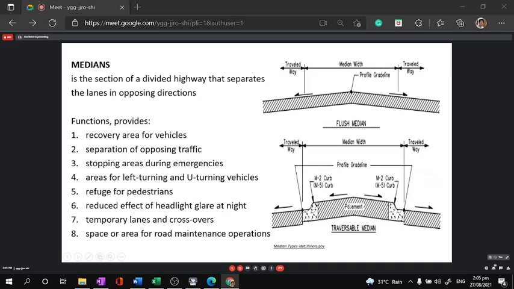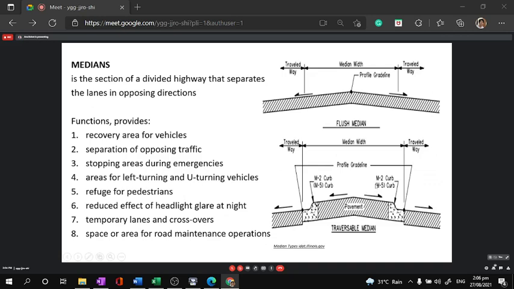Now, sometimes also in limited areas, we have this as an island so that pedestrians crossing the street can stay on this island and then wait for the traffic of the motorists before they cross safely to the opposite side of the road. So that's a refuge island for pedestrians.